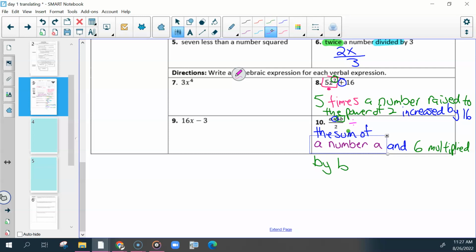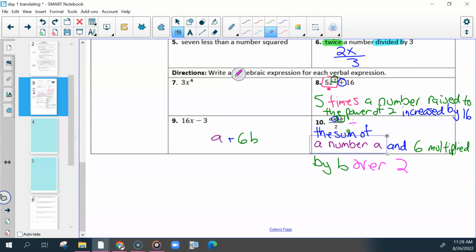Right. Now we need to say something about this division, now that we got the numerator taken care of. Someone give me a word for division. Christian? Over. Okay. Over 2. Now I'm going to write this and then I'm going to show you what we have so far. And then we're going to change this in a second. So reading these words, the sum of, so I'm adding two things together, a number A and 6 multiplied by B. So I'm adding this together.